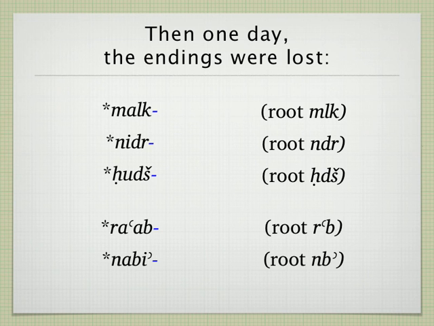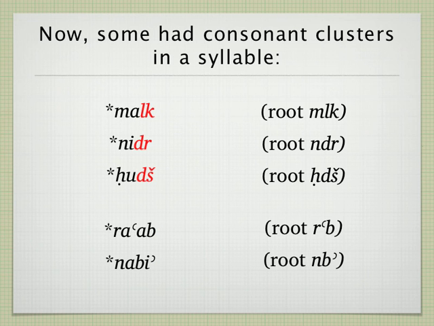One day, these case endings were lost. Oh no! In all of the nouns. And so instead of malku, we were left with malk. Instead of nidru, nidr. Instead of hudshu, hudsh. These now have consonant clusters at the end, which Hebrew's not going to like, compared to such forms as ra'av or nabi, which don't have consonant clusters and therefore fall out of this story. It's these ones that have the consonant clusters that are a problem.